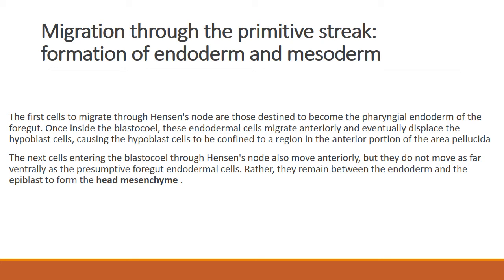The next cells entering the blastocoel through Hensen's node also move anteriorly, but they do not move as far ventrally as the presumptive foregut endodermal cells. Rather, they remain between the endoderm and the epiblast to form the head mesenchyme.